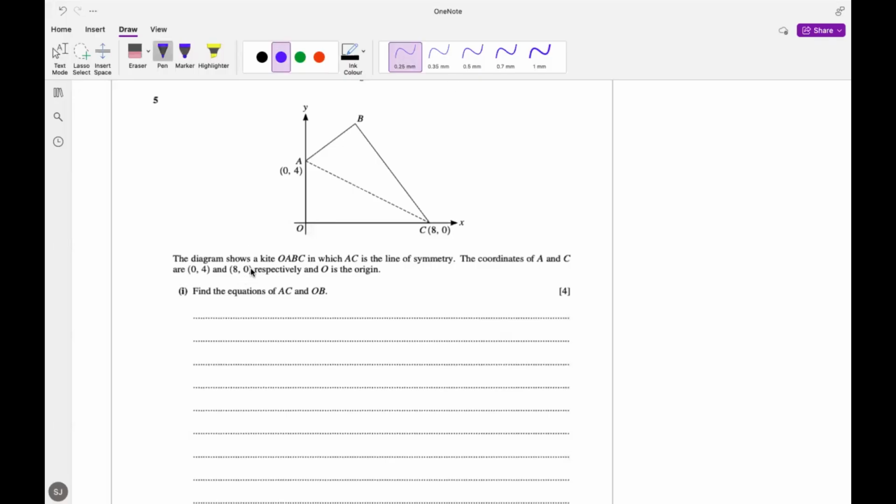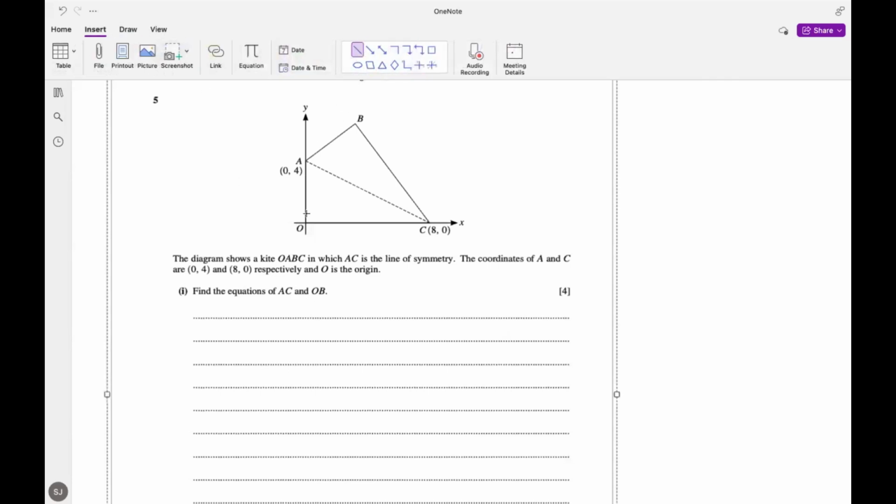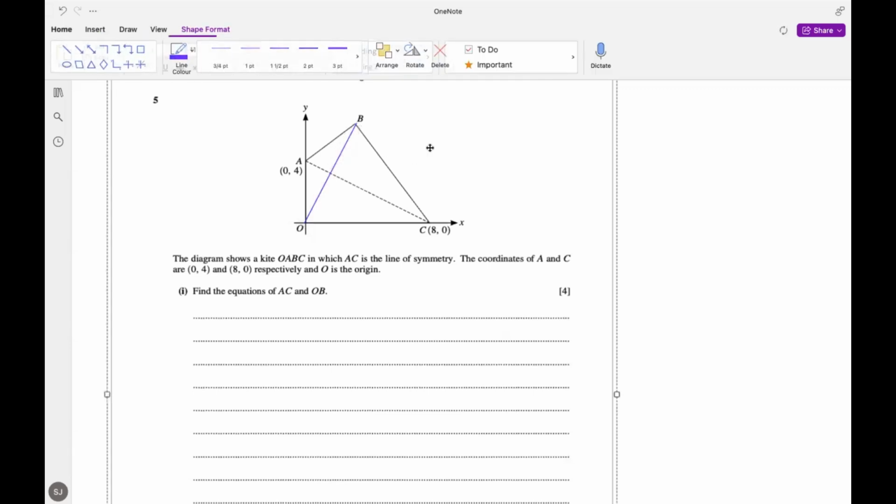In question 5, it shows a kite OABC in which AC is the line of symmetry. We have to find the equations of AC and OB. Now we know that if it is a kite, this line OB will be perpendicular to the line AC.